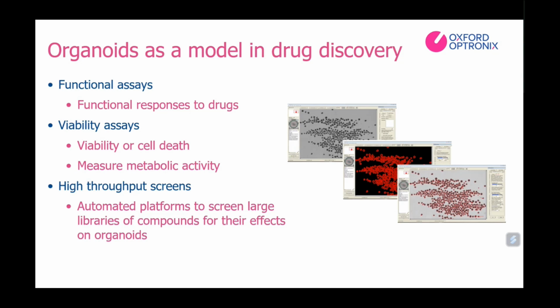So these assays involve using automated platforms to screen for large libraries of compounds for their effects on organoids. High throughput screening assays can rapidly test the effects of a large number of drug or drug candidates on organoid models. And this allows for the efficient identification of potential drug candidates for further validation.